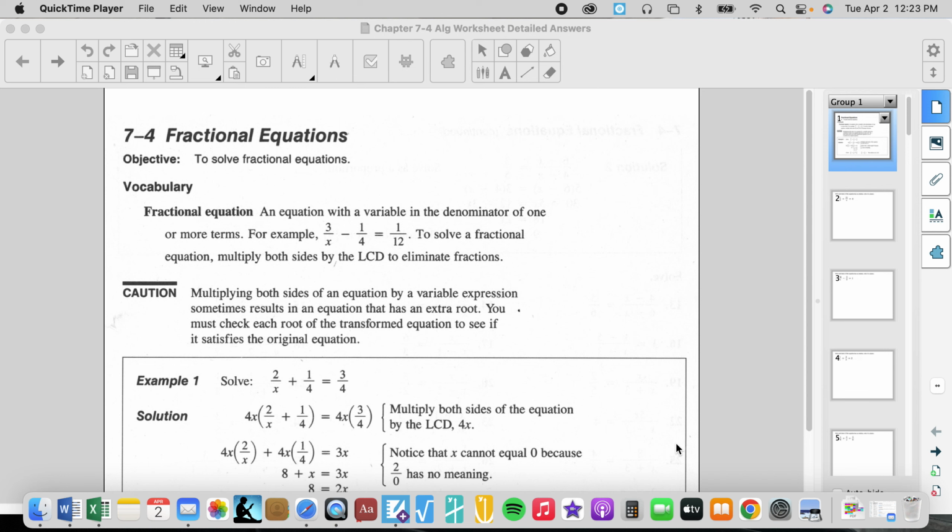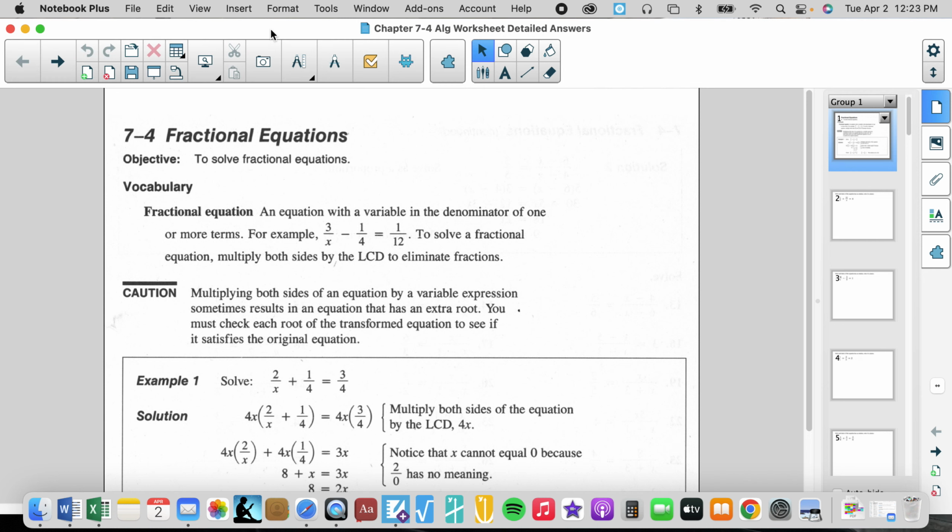Moving on, this is such a great section. 7.3 and 7.4 are so good, especially for placement tests. In 7.3, the variable is in the numerator. We had to find a common denominator with all of the three terms, typically 2 or 3 terms.